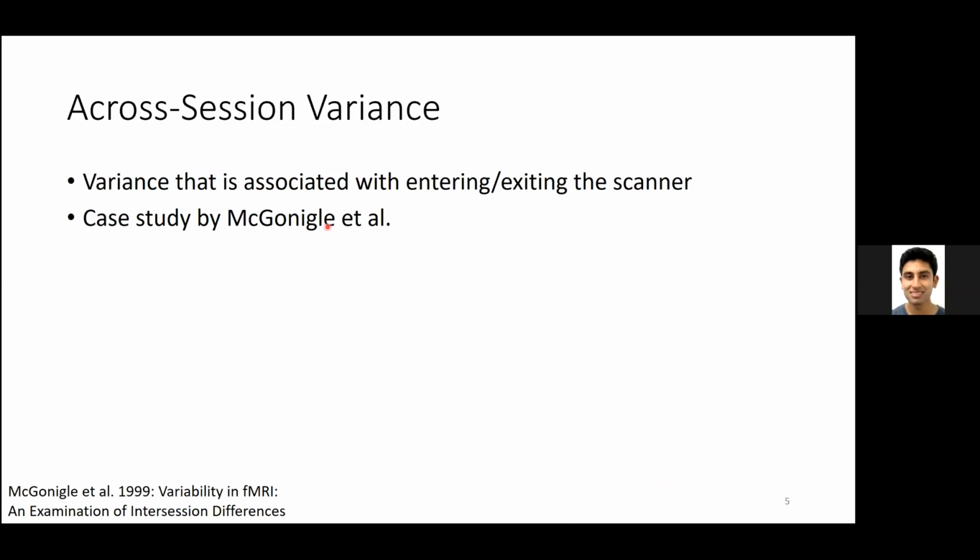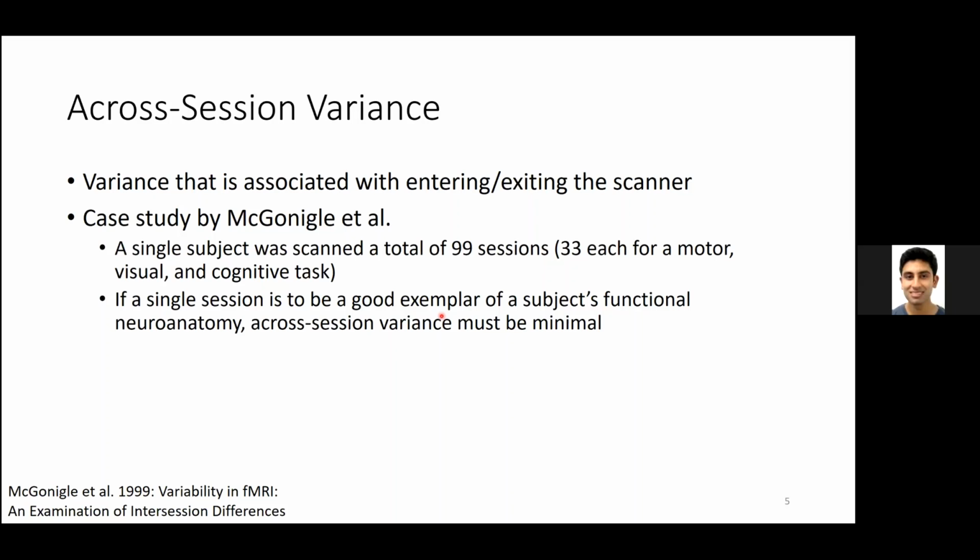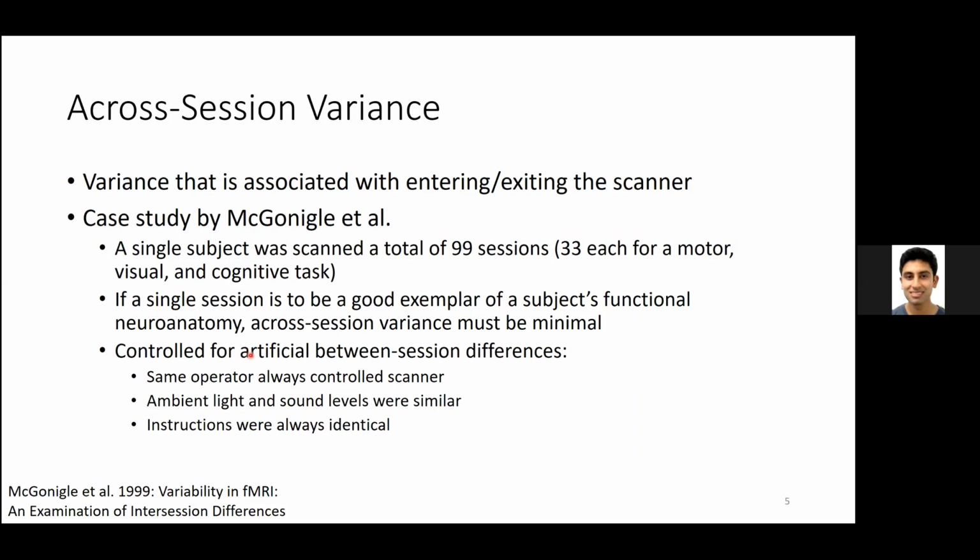We're going to look at a case study done a long time ago, back in 1999, actually. In this study, they scanned a single subject a total of 99 separate times. They did 33 sessions for a motor task, 33 for a visual task, and 33 for a cognitive task. The general point they wanted to ask was, is there significant across session variance? And if there is, does that necessarily invalidate the results that might be obtained by a single session?